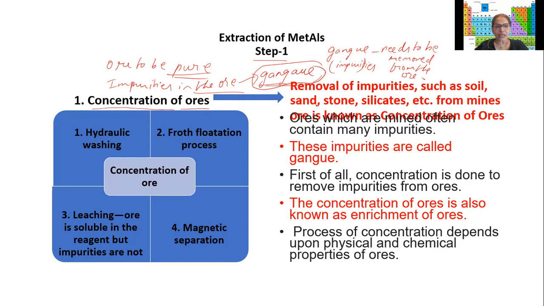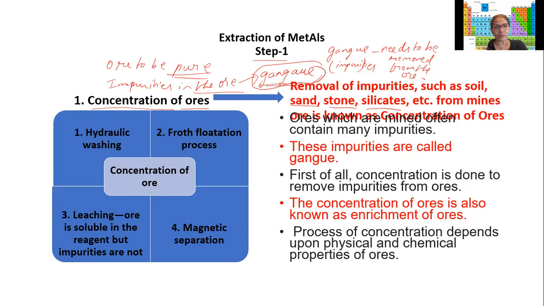The impurities such as sand, stones, silicates, etc. They are present along with the ore. They are sticking to the ore. Or there may be other metals, not only metals, other ores also, which are again present along with the ores. So we want an ore. If I take an oxide ore here, if I take hematite, Fe2O3, I want hematite in the pure form before I start the extraction of iron from it, right? So I'm going to concentrate the ore.